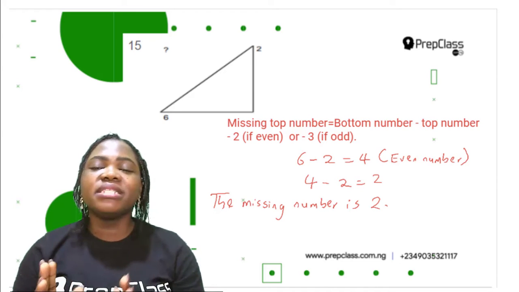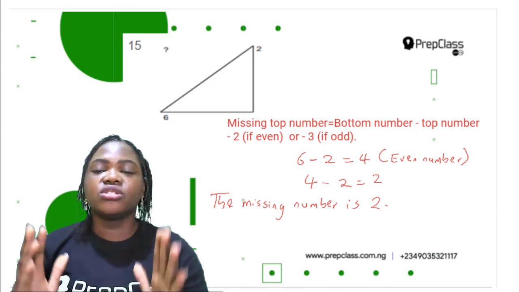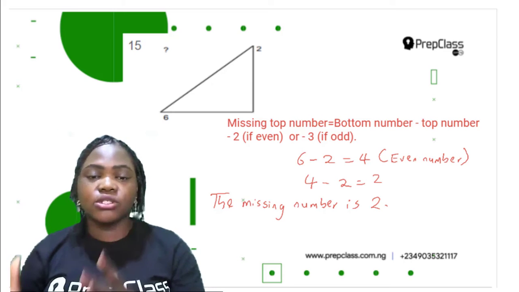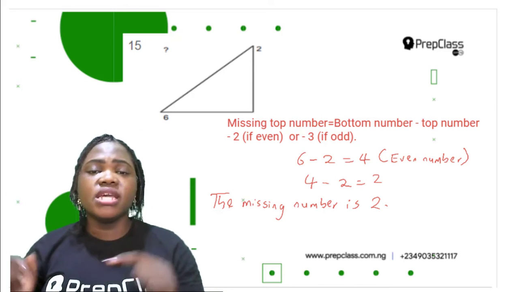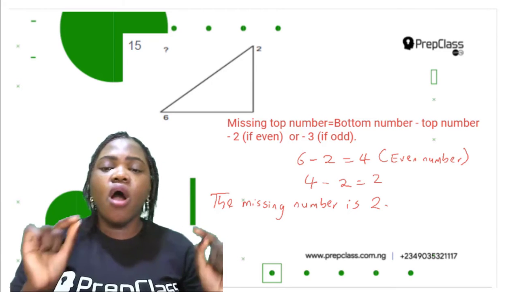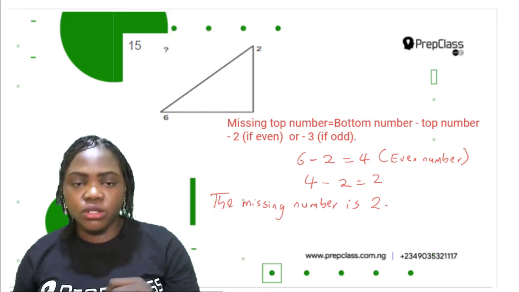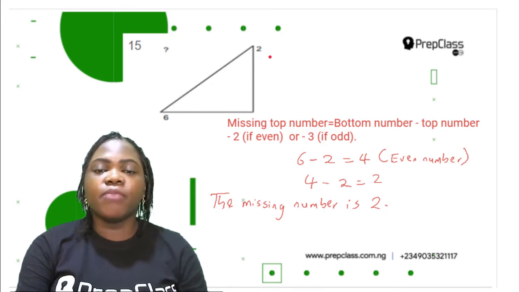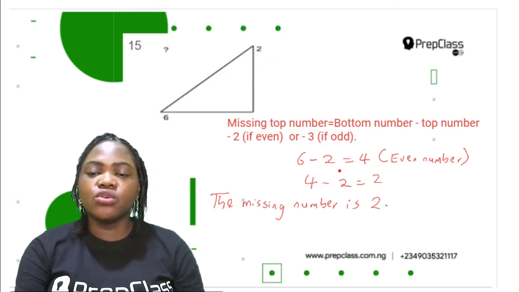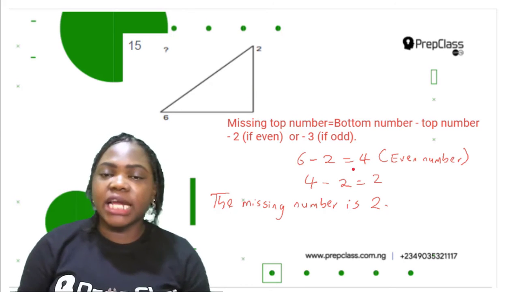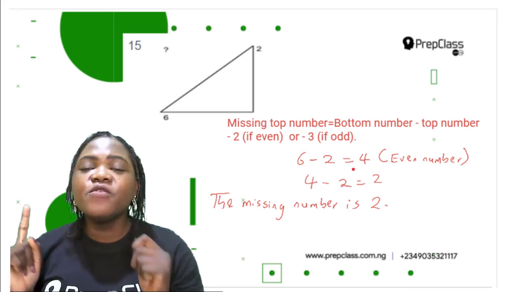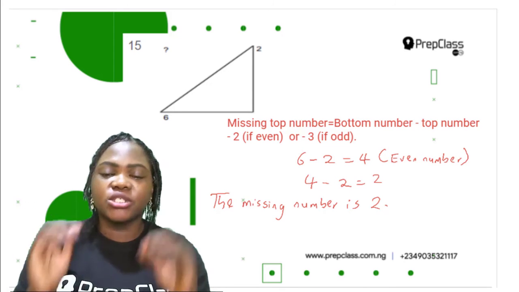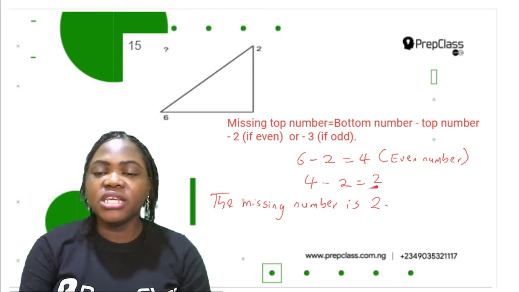So to find the missing top number, all you have to do is to say bottom number minus top number, minus 2 if the answer is even, or minus 3 if the answer is an odd number. Okay, so the bottom number here is 6, then the given top number is 2. 6 minus 2 is 4. Is 4 an odd number or an even number? It's an even number. So we subtract 2. 4 minus 2 is 2.